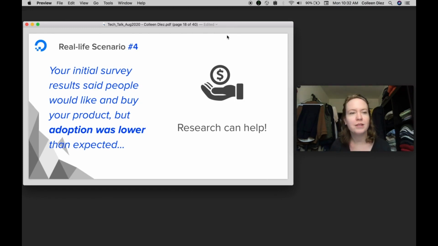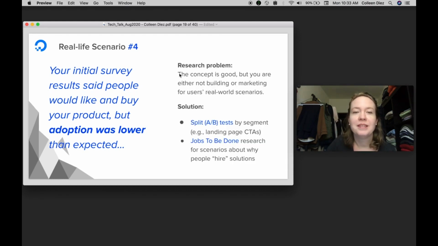So here's another real life scenario. Number 4, let's say you just launched your product. You did some research early on. Your initial survey results said that people would like and buy your product, but the adoption was lower than you expected. Research can help with this too. So in this problem, your concept is good, but either you're not building the right thing or you're not marketing for users' real world scenarios.